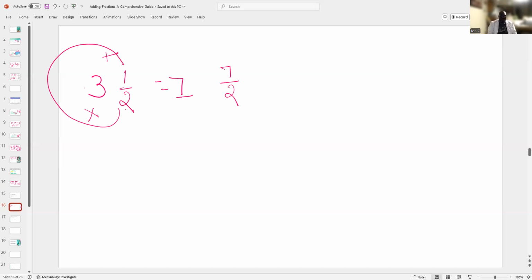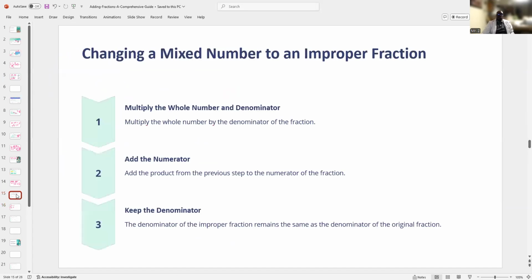Let's do 2 5/8. Same concept: multiply, then add. 2 times 8 is 16, plus 5. You get 21 over 8. This is how you can convert a mixed number to an improper fraction. All right?